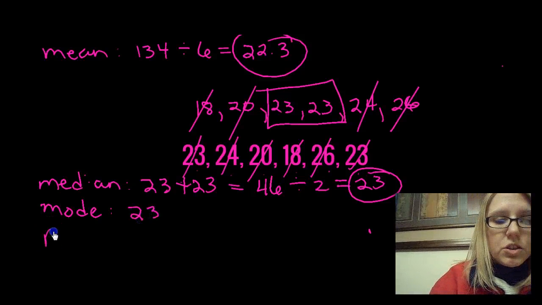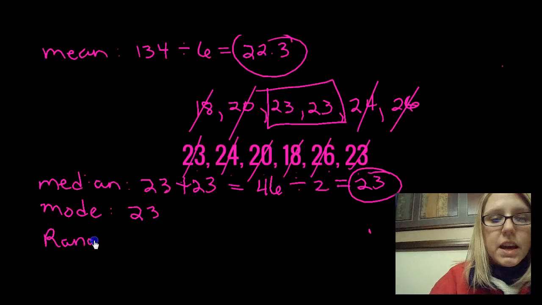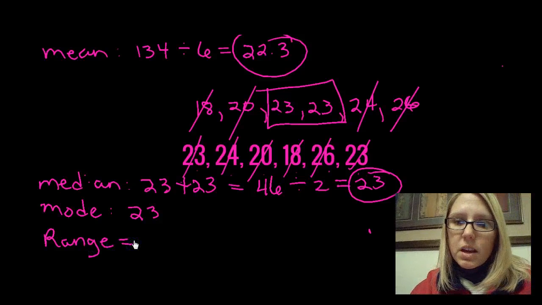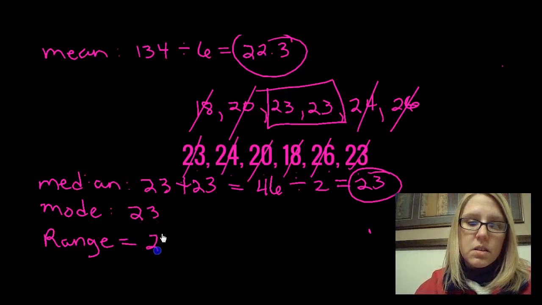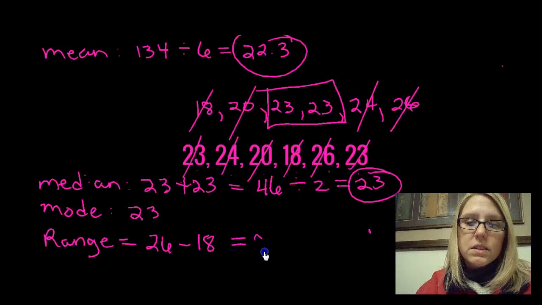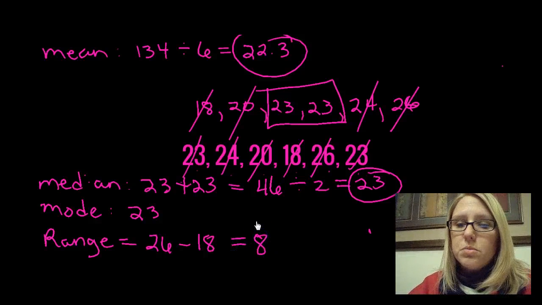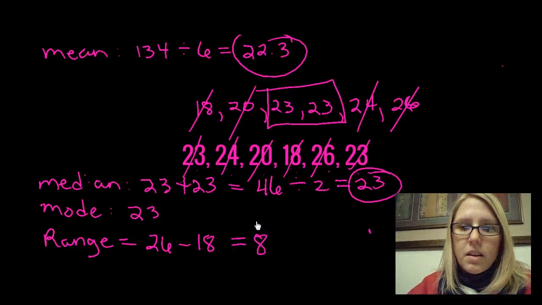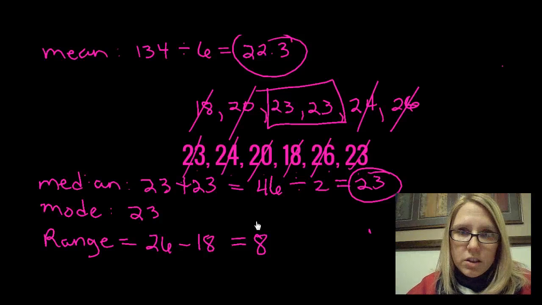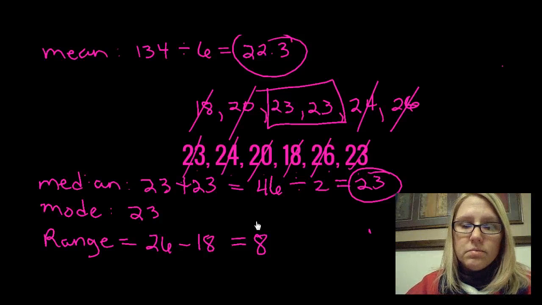For the range, we're going to take the maximum minus the minimum. The maximum in this case is 26. And we're going to subtract 18 from that, which gives us a range of 8. So our spread is 8. So today what we learned was finding the mean, the mode, the median, and the range.